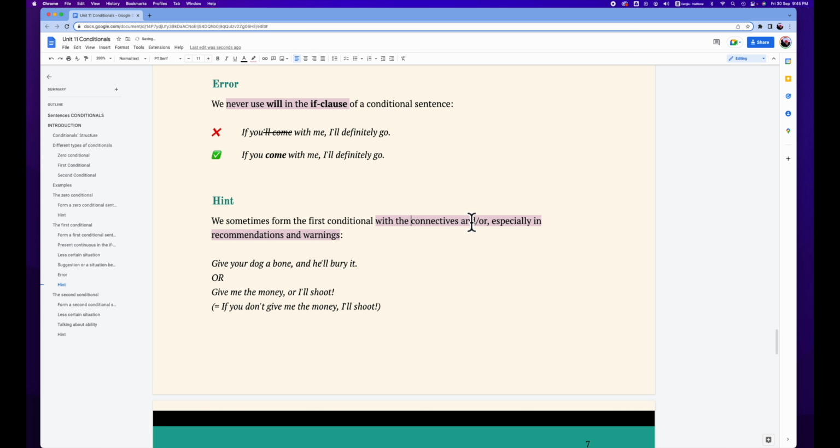Instead of using the connective word "if," we can also choose to use "and" or the word "or," especially in recommendations and warnings. Example: give your dog a bone and he will bury it. Or: give me the money, or I will shoot. So the first one uses "and" to replace the connective word "if" for giving recommendations. "Give me the money, or I will shoot" is giving warnings.